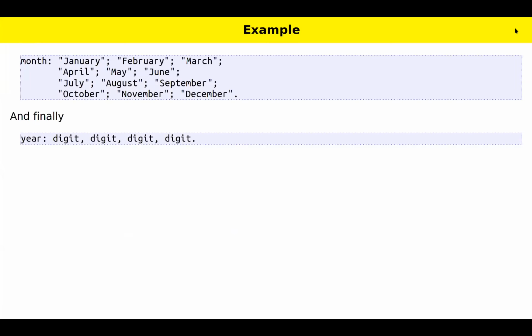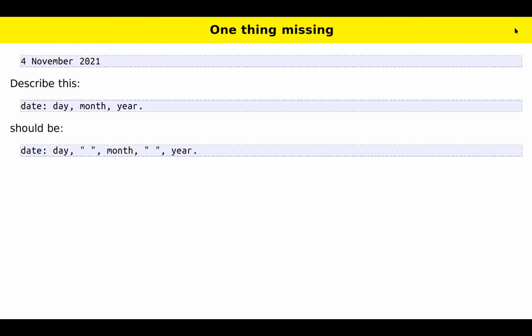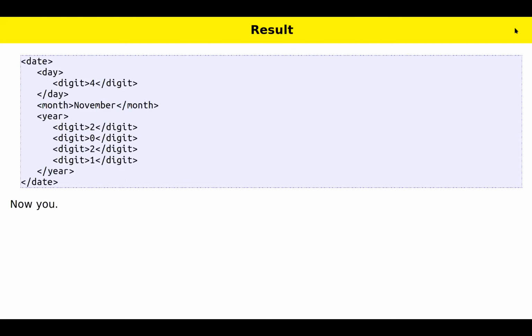Then we define a month, which is just 12 strings, January, February to December. And finally, we say a year is just 4 digits. Now, there's one thing missing, because I said a date was a day followed by a month followed by a year. But in fact, there are spaces between the day, the month, and the year. So I'm going to change that rule so it says day, a space, a month, and a year. Now, if we feed that through ixml, we get XML that looks like this.